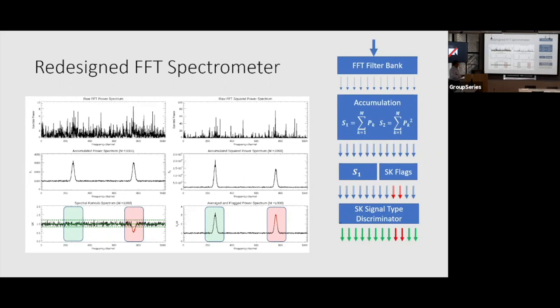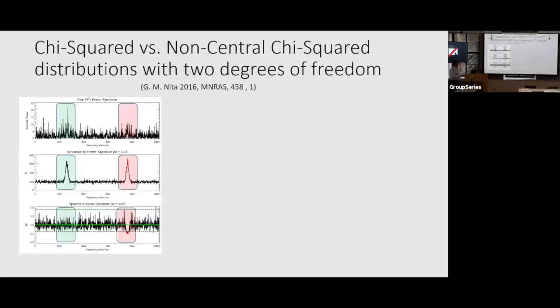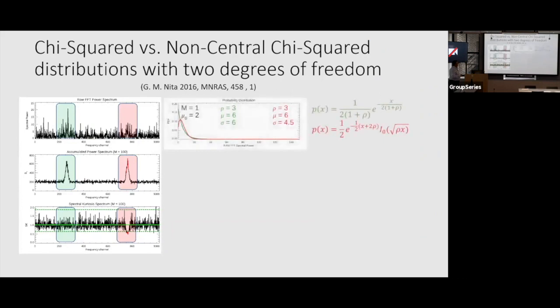And the difference is in statistics. It's just because, in fact, one of the peaks, the green one, obeys an exponential distribution, which is basically a central chi-square distribution, while the other one, which is nothing else than a man-made signal, usually obeys a different distribution. In the case of, for example, a sine wave, it can be demonstrated that this distribution is actually a non-central chi-square distribution. So this is the only difference.